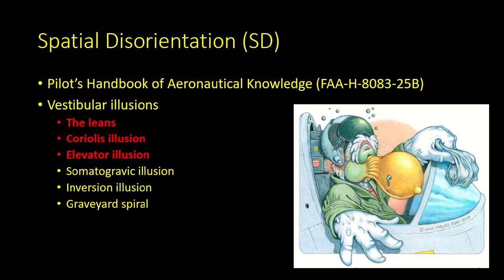The FAA-produced Pilot's Handbook of Aeronautical Knowledge, available for free download at faa.gov, lists 6 of the most common vestibular illusions experienced among pilots. In the T-6, 3 of these illusions, those highlighted in red, are demonstrated by an instructor pilot as part of the Spatial D SSR. The Spatial D demonstration is described in Chapter 7 of the 11-248.